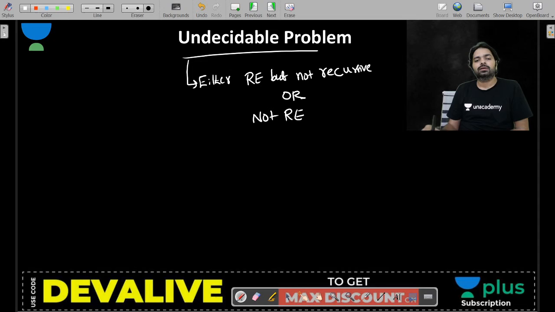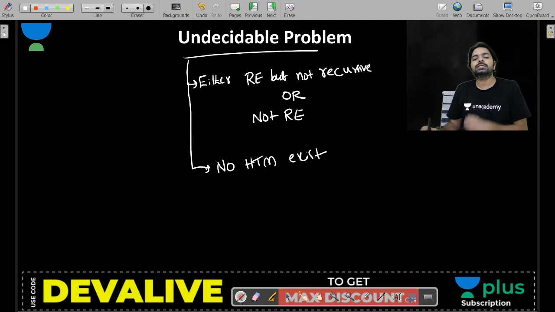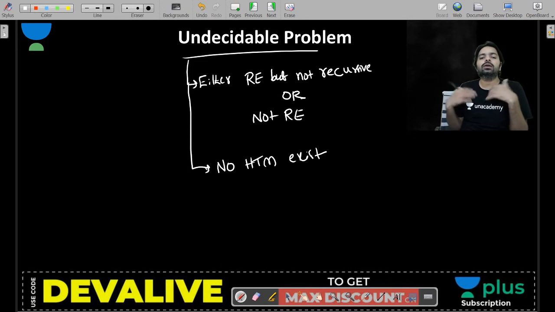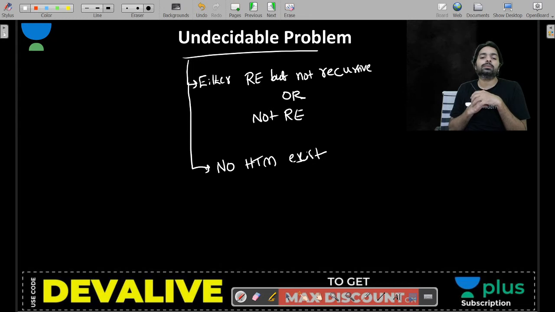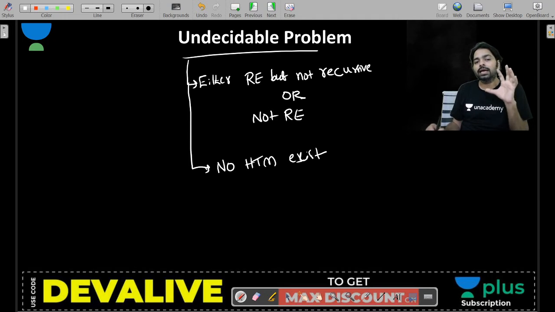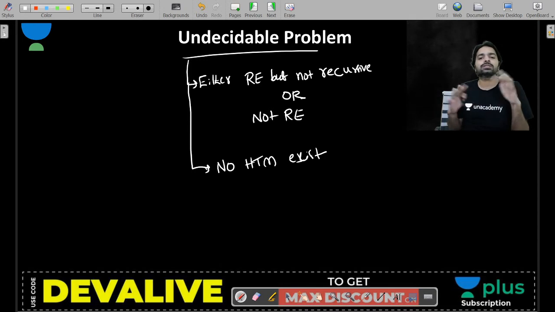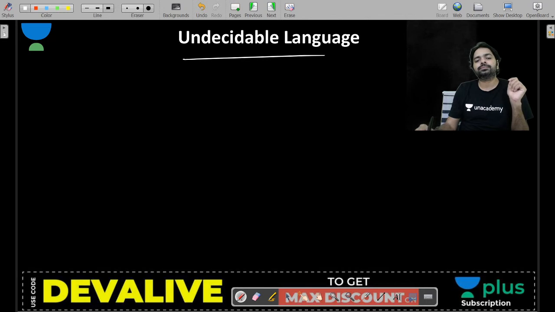That means I can say that no halting Turing machine exists. It means either a Turing machine exists or no Turing machine, but no HTM exists. I don't have an algorithm. I may have a program, I may not, but still the problem is undecidable because I don't have an algorithm. Either only S has a logic or S has no logic. Undecidable language, same.